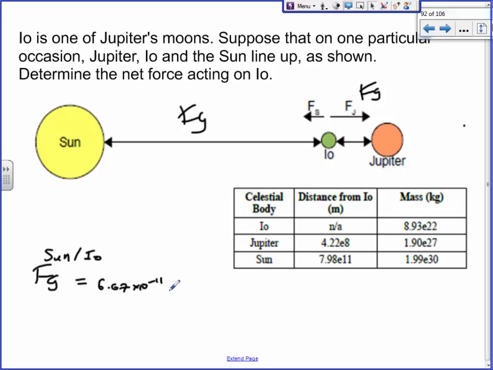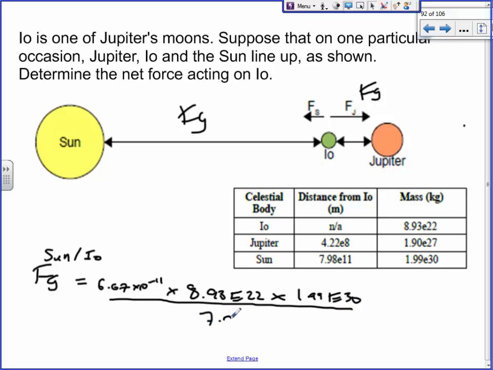That's important. So, oh yeah, we need the mass of one of the objects. Well, they're all sitting right here. So Io is 8.93 times 10 to the 22. The Sun itself is 1.99 times 10 to the 30. And we'll divide by the distance between them. So from Io to the Sun is 7.98 times 10 to the 11. And don't forget to square that.